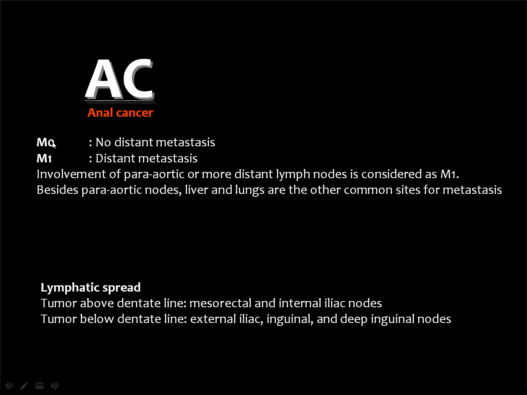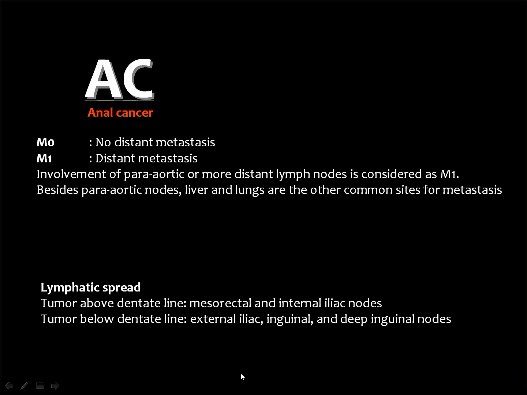Then for M staging, M0 means no distant metastasis. M1 means the presence of distant metastasis. And the involvement of the para-aortic lymph nodes or more distant lymph nodes is considered also an M1 disease.